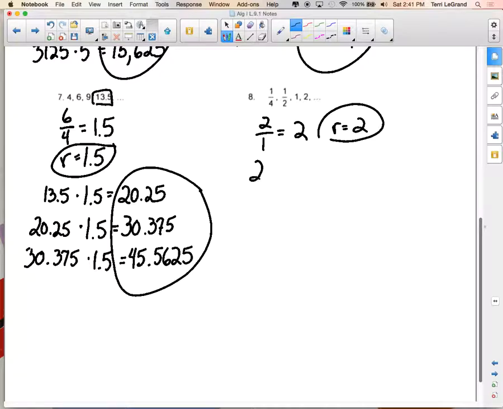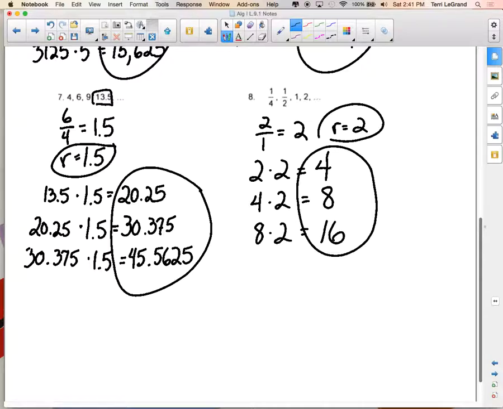So now we'll take our 2, multiply by 2. And we'll take our 4 and multiply by 2. And we'll take our 8 and multiply by 2. That almost seemed too easy.